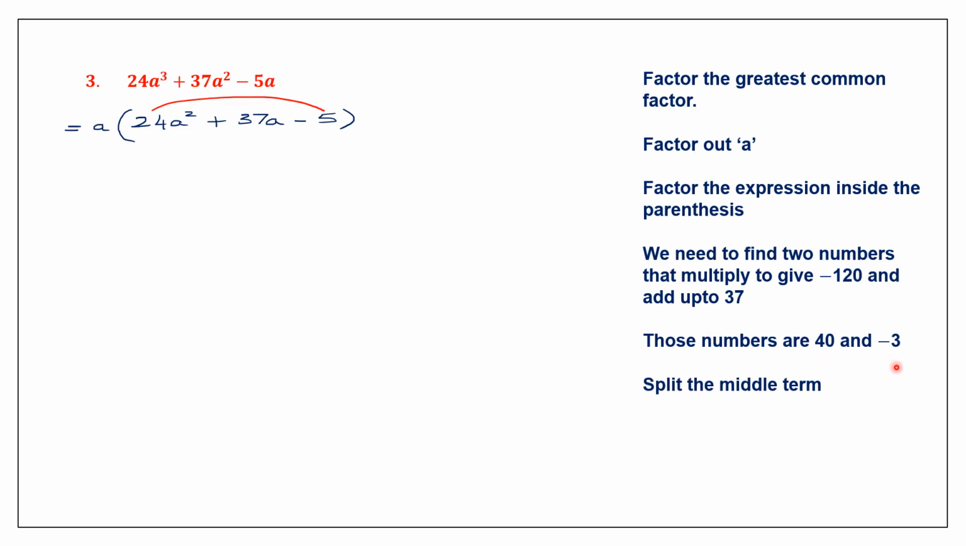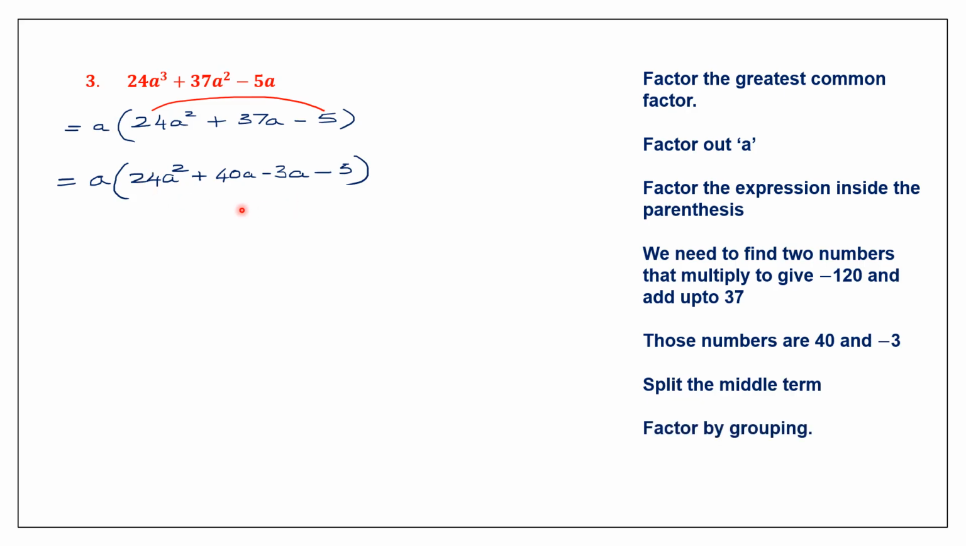Now what is the next step? Next step is we're going to split the middle term. We're going to change 37a to 40 and negative 3. So let's rewrite that. So this is going to be a, don't forget to put the a, and inside brackets 24a square. Now plus 37a will now become plus 40a minus 3a. And the last term negative 5. So now we have split the middle term.